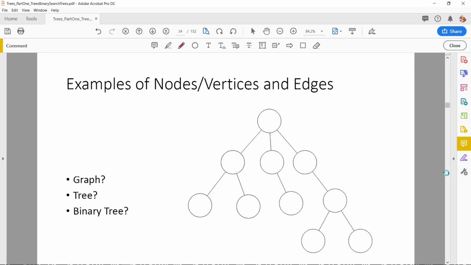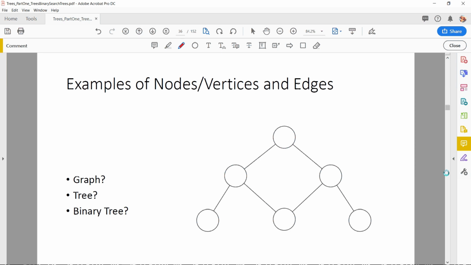So let's take a look at this example here. Is this a graph? It is. Is it a tree? It is. I don't see any cycles. Is it a binary tree? It's not a binary tree because this node here has 3 children. If a node has more than 2 children, it's not a binary tree. It can be just a general tree, another kind of tree, but it's not a binary tree. For a binary tree, every single node in the tree has to have at most 2 children.